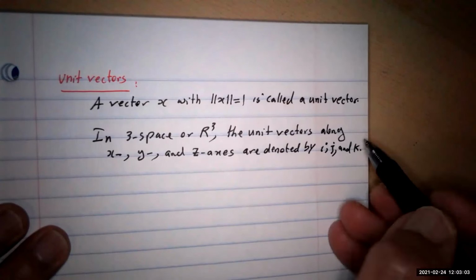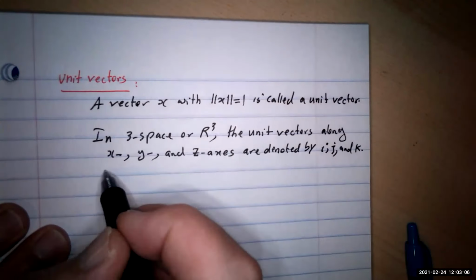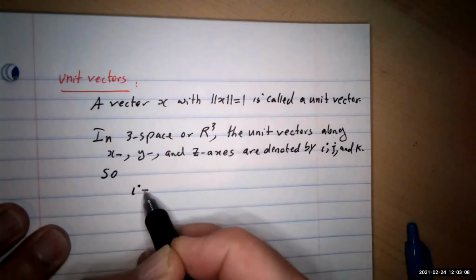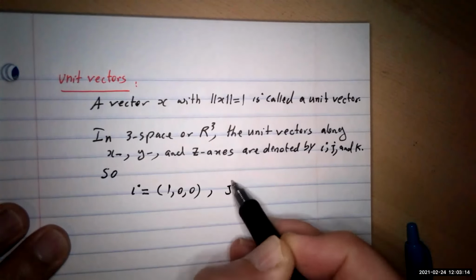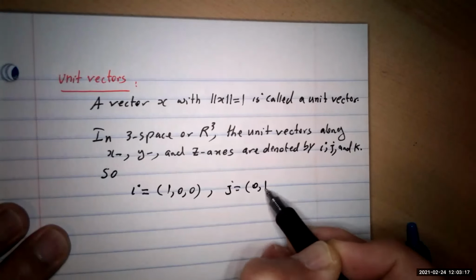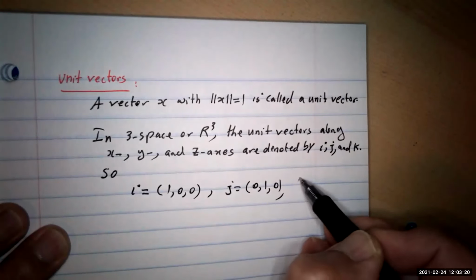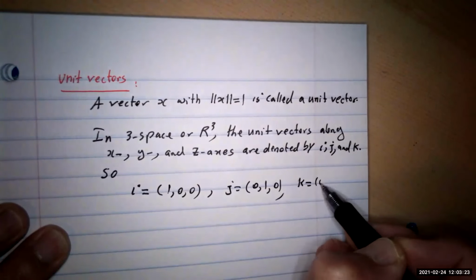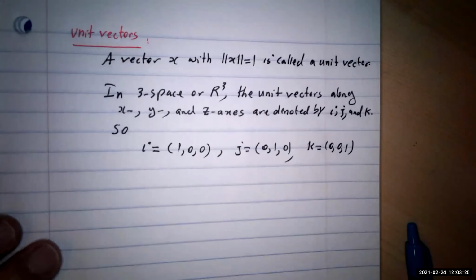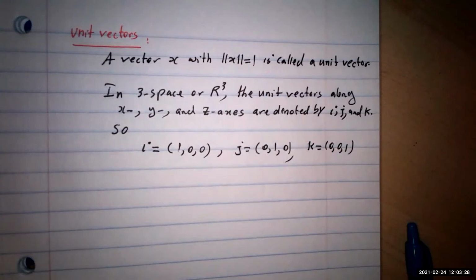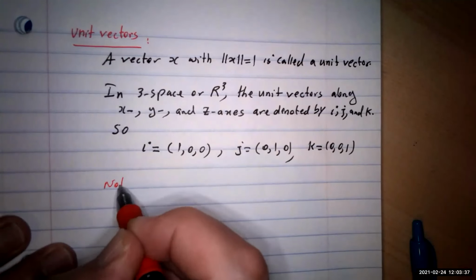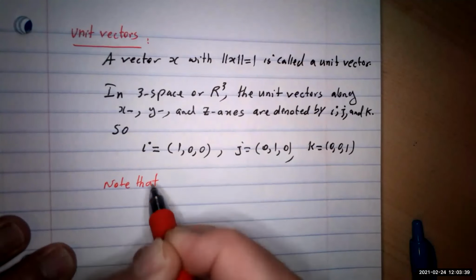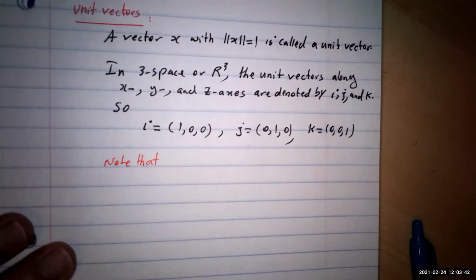These are known respectively as: i is equal to (1, 0, 0), j is equal to (0, 1, 0), and k is equal to (0, 0, 1). These are the standard unit vectors. Why are we interested in these quantities? Because each vector in R3 can be written as a combination of these three.